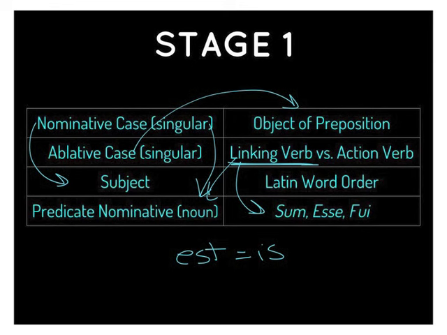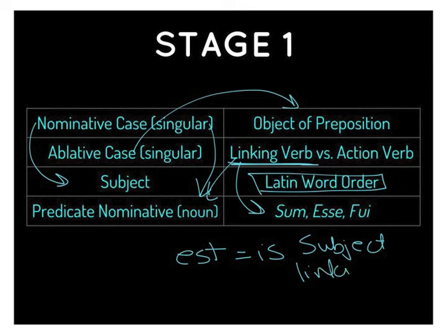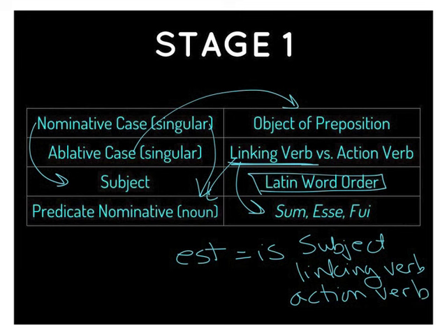We talked about Latin word order, specifically that the subject usually comes in the beginning. A linking verb will usually appear in the middle, and an action verb will usually appear at the end. Not set in stone. Latin word order is very flexible, especially when you get into longer and more complicated sentences in poetry, but for the purposes of the Cambridge Latin Course series, that is a pattern that they will follow pretty closely.